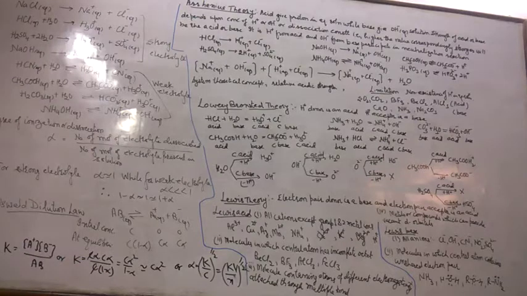Good morning, students. Today I am going to discuss what an electrolyte is, how ionization is affected by dilution, and the different acid-base theories. First of all, what is an electrolyte? The substance which ionizes in aqueous solution is called an electrolyte.